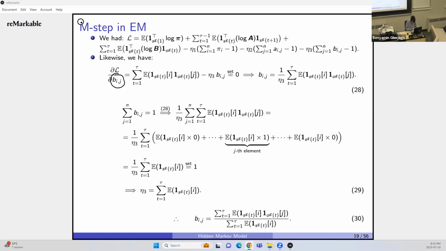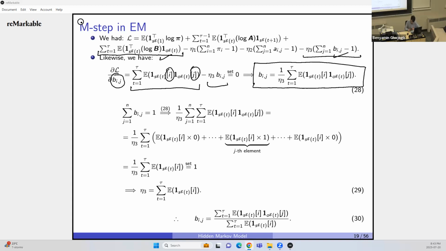So we take the derivative of the Lagrangian with respect to Bij and set it to 0. Again, it's very similar to the previous analysis. The only terms which are not constant with respect to Bij are these two terms. When we take the derivative, only the ij element will be captured; the rest will be constant. This also gives me a minus eta 3 Bij. Set it to 0, and it gives me Bij as in equation 28.